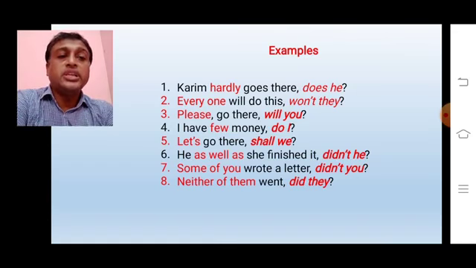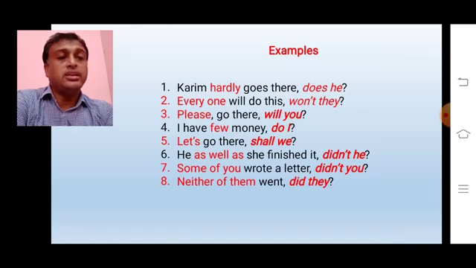He as well as she finished it. This is an example of an assertive sentence. Here we find two subjects and the two subjects are connected with as well as. We know if two subjects are connected with as well as, the tag subject will be the first subject. Here the verb is finished, that means verb two. So we will write did as the auxiliary verb of this statement. As this is a positive statement, we will write not. So the answer of this statement is didn't he.